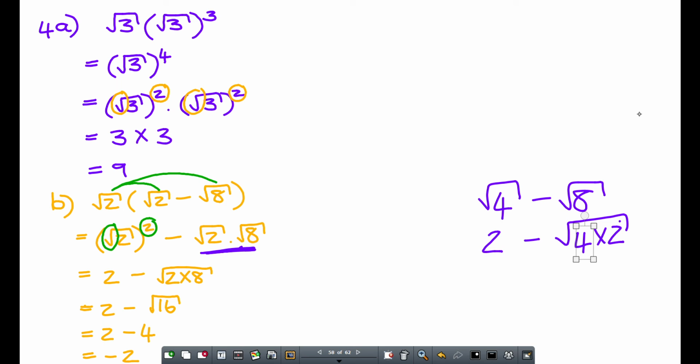Okay, and then that I can break up and say square root 4 times square root 2. And then square root of 4 will be 2. And then the square root 2 I couldn't do yet.